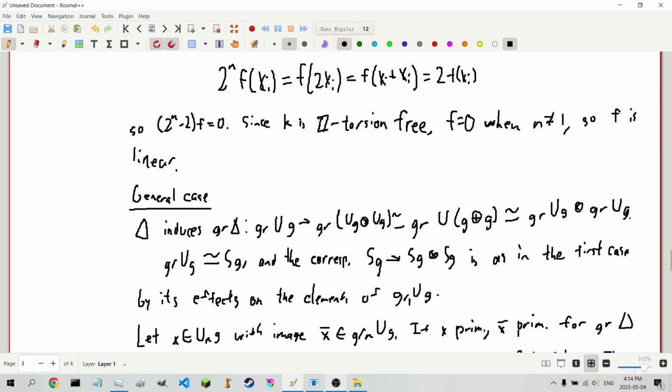Now, since k is torsion free in Z, in the integers, we have f is equal to 0 when n is not equal to 1. So f is linear. All right.